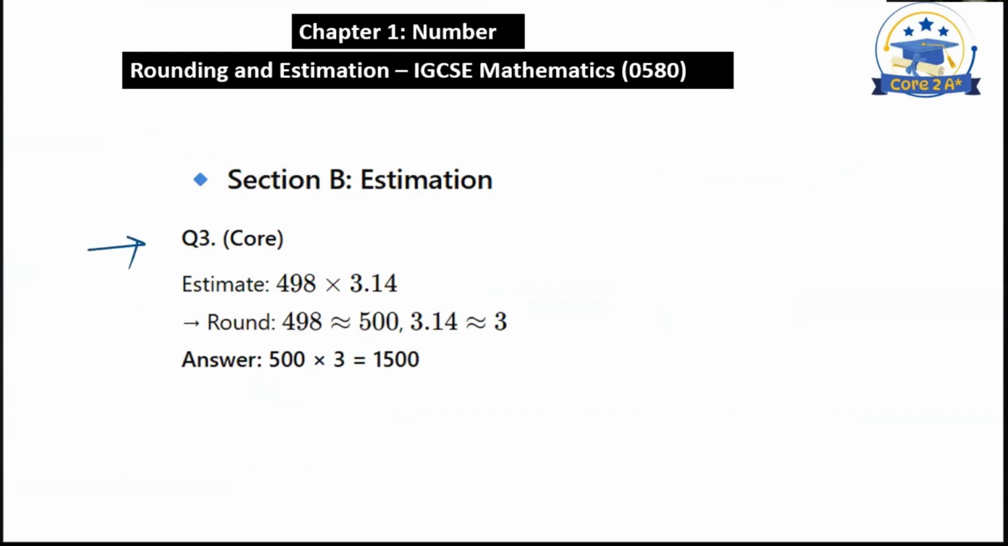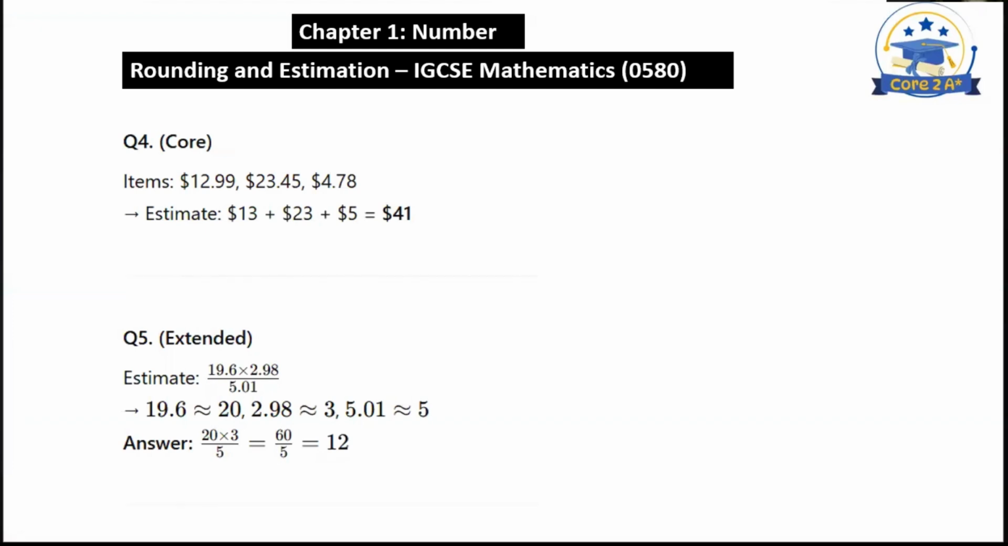Estimation. The third question. Estimation: 489 is obviously closer to 500, and 3.14 is closer to 3. So 500 multiplied by 3 is 1500. You have to write just approx, because this is not the exact value.